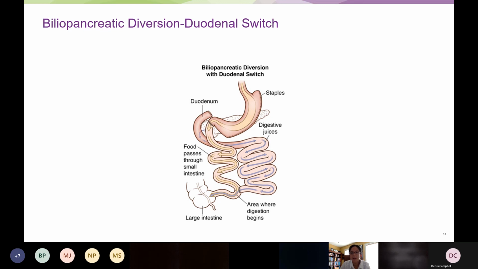And that is basically plugged back into the intestine, into the alimentary limb, about 100 centimeters from the ileocecal valve. So a tremendous amount of intestine is bypassed, and there's only 100 centimeters of absorptive surface. With this, patients get a lot more malabsorption, but they also have a hard time gaining weight back once they lose it. Next slide.